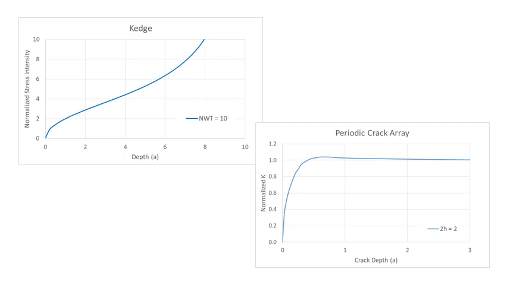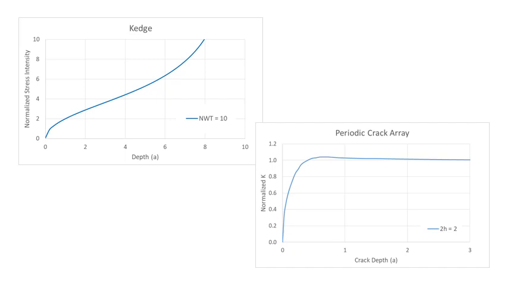Here we have a quick recap of the first 2 videos. On the upper left, I show the normalized stress intensity as it changes with crack depth for a single edge crack, and that's with a back wall correction factor. If you look at the lower right, you'll see the normalized stress intensity factor as a function of crack depth, but in this case for a periodic crack array.